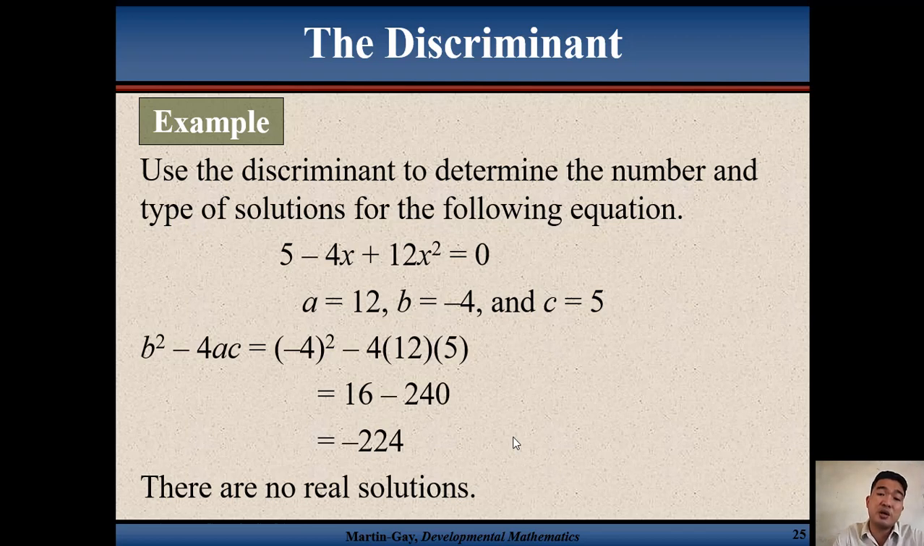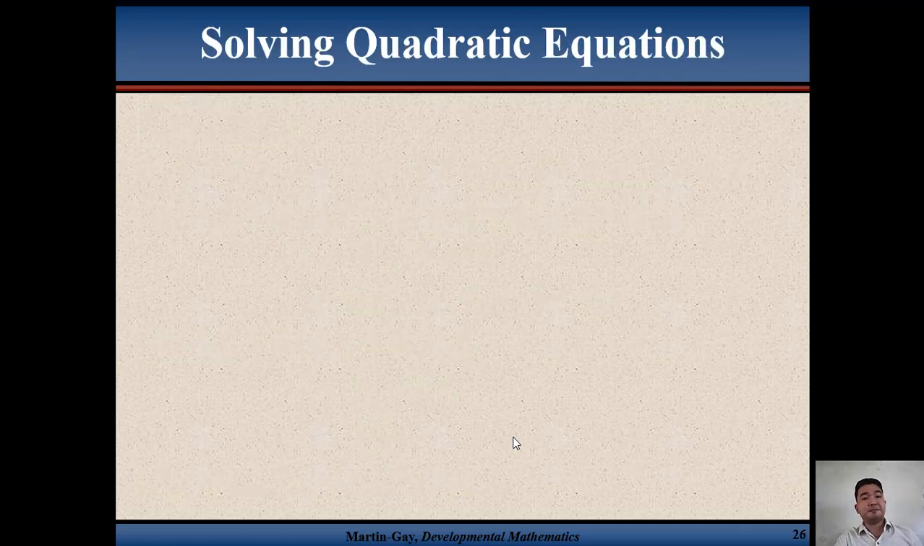So that is how we use the discriminant. Again, if the discriminant is equal to 0, there is only one real solution. If the discriminant is greater than 0 or positive, then there are two distinct real solutions. If the discriminant is less than 0 or negative, then there are no real solutions in the quadratic equation.